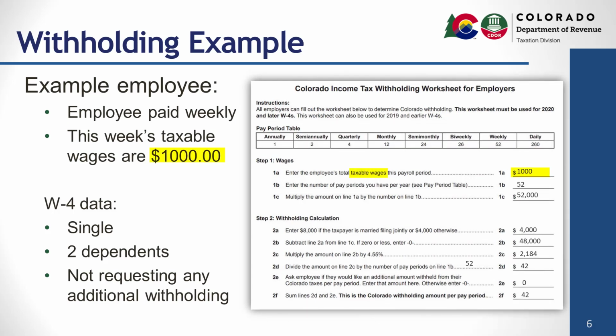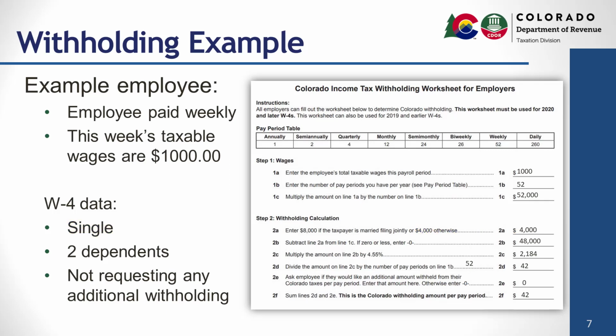Employee taxable wages are entered on line 1A of the worksheet, $1,000 for this example. The example states that the pay period is weekly. Using the pay period table, we use the value provided, 52 for weekly, on line 1B. Following the instructions on the worksheet, we multiply 1A and 1B to find the value for 1C, $52,000 based on our values. The W-4 shows that the employee is listed as single. Since this is not married filing joint, we enter $4,000 on line 2A.